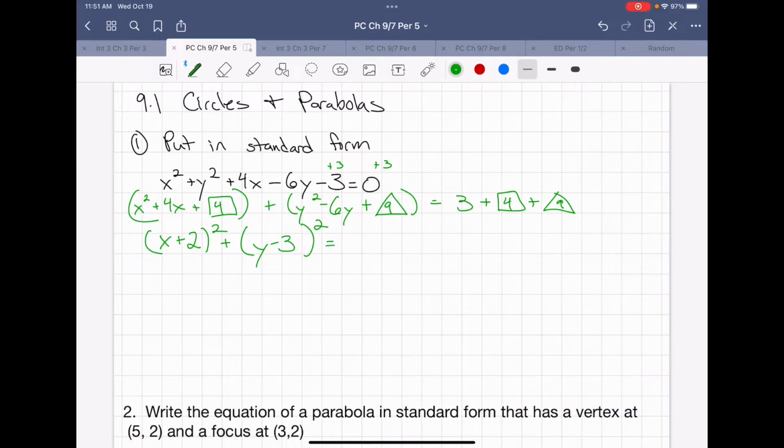Combine like terms, add on the right-hand side, and it's 16. This is the standard form of a circle. You should be able to tell me the center and the radius. It's in parentheses. Both of them are in parentheses, so it's opposite of both. And the radius is the square root of 16, which is 4. Remember, when they're videos, you need to pause them to catch up whenever necessary.